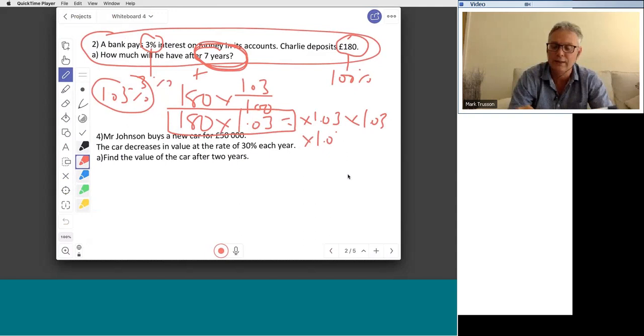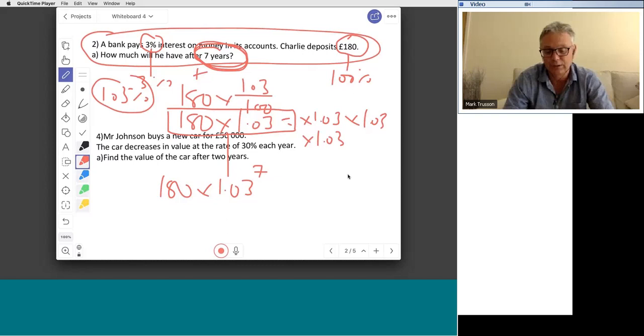So I'd multiply 180 times 1.03, seven times. But that's not times by seven, that's multiplied by 1.03, seven times, itself seven times, which as you know, will become an indice of seven. Okay, so again, I'm now down to one really simple calculation. 180 times 100% of itself plus 3%, which is 1.03, and I multiply that seven times.